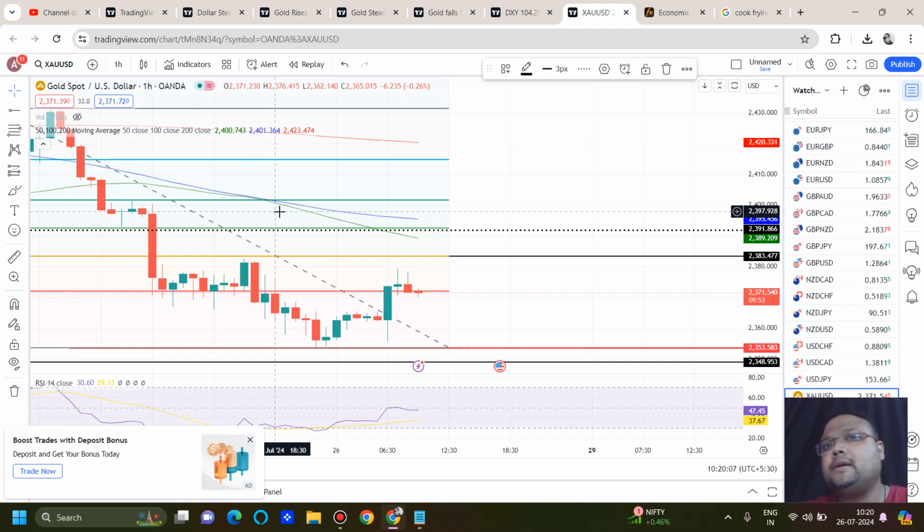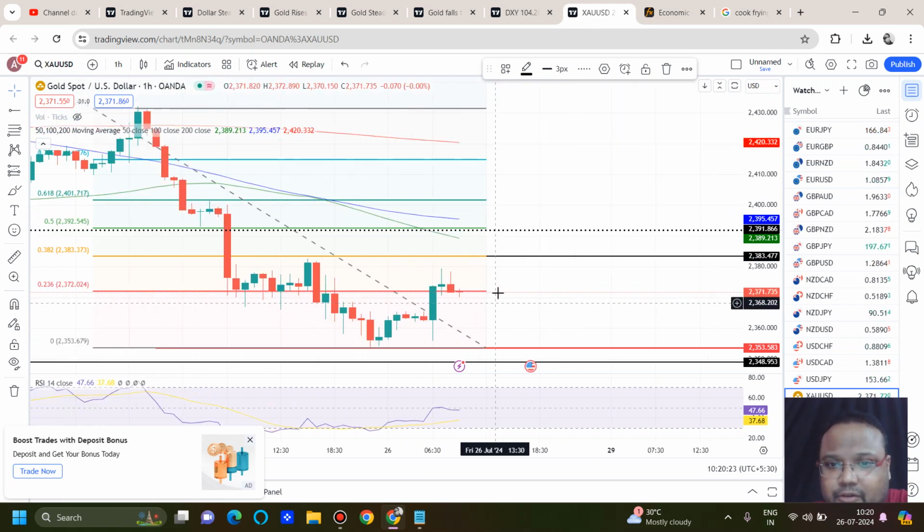How much can you expect? You can initially go for a 1:1 risk to reward ratio, meaning 40 pips stop loss, 40 pips TP. If the selling pressure is high, you can continue with the sell position. Otherwise, in this market, before news, 40 pips is decent enough.